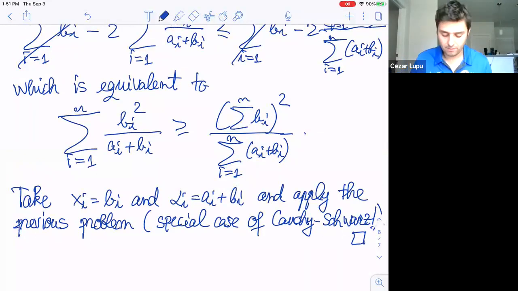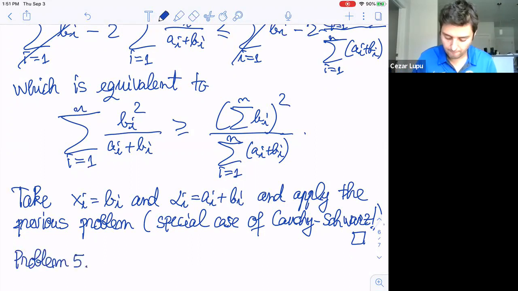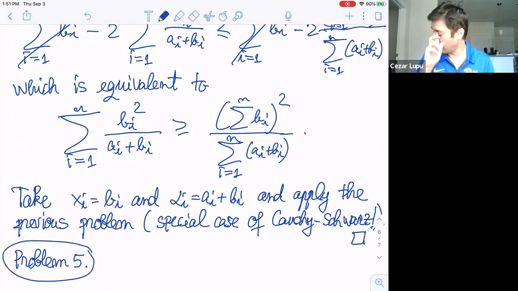In fact, let me veer towards problem 5. Let me quickly say, because I'm running out of time, but anyway, you can log out any time you want.